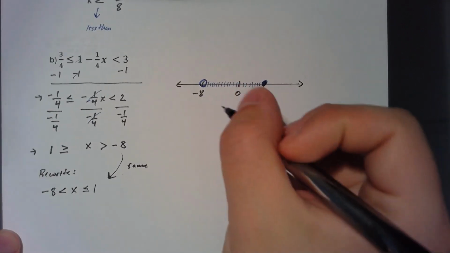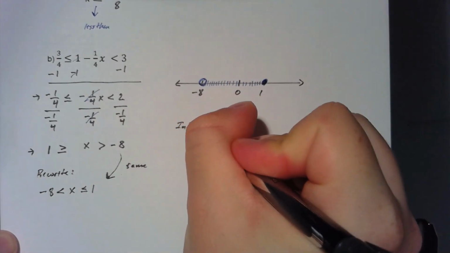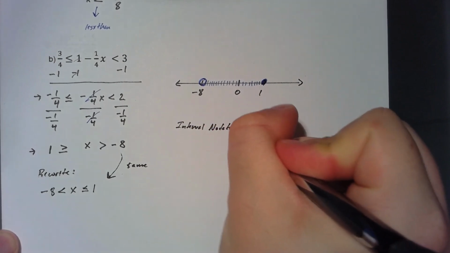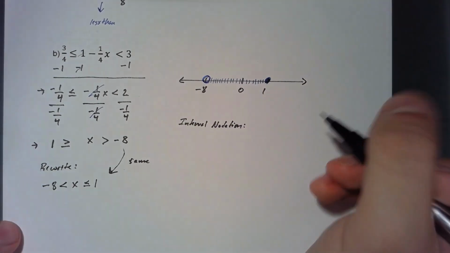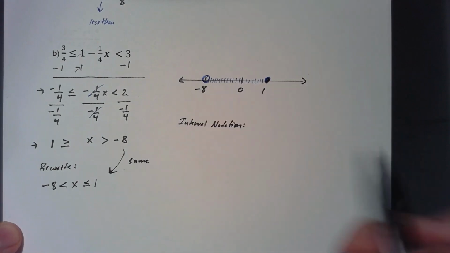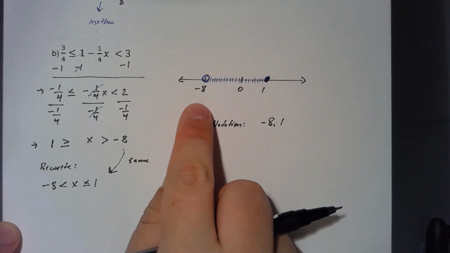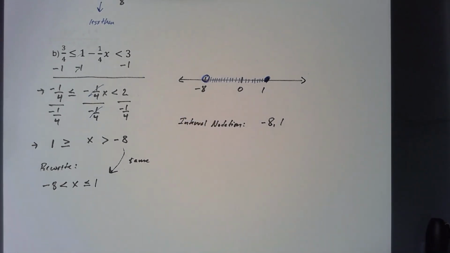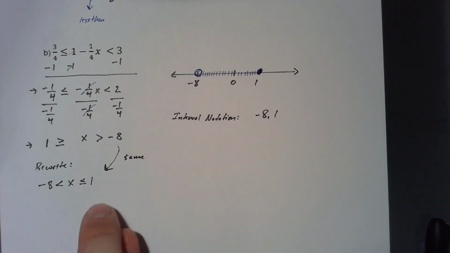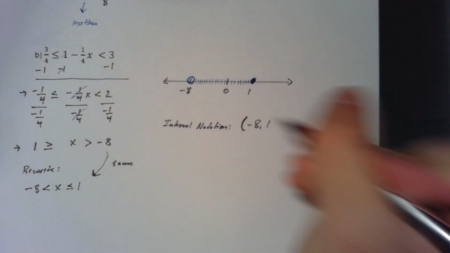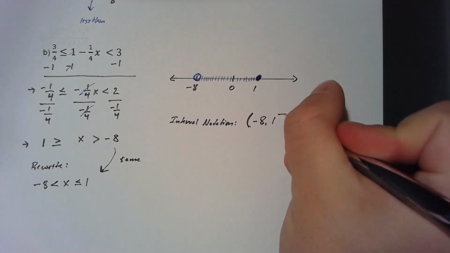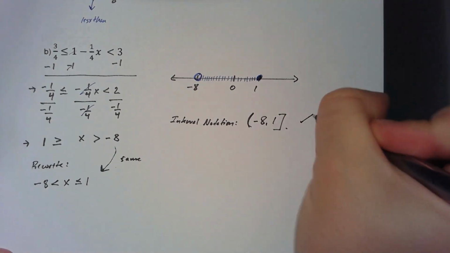All right. In my interval notation, is going to be, so negative 8 comma 1, and it's going to be a parenthesis or a bracket, right? So negative 8 is going to have a parenthesis because it's not part of the interval. It's open there, right? And 1 is part of the shaded region, right? There's an equal sign there, so that's going to be a bracket. And that's it.